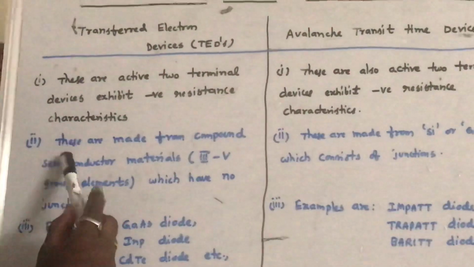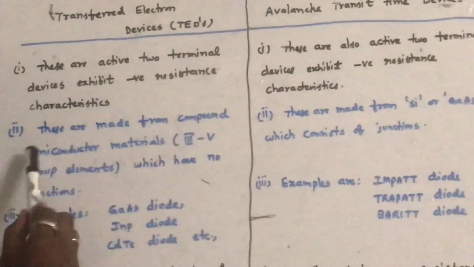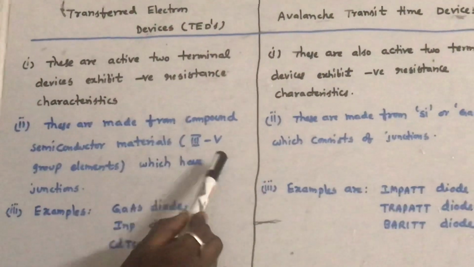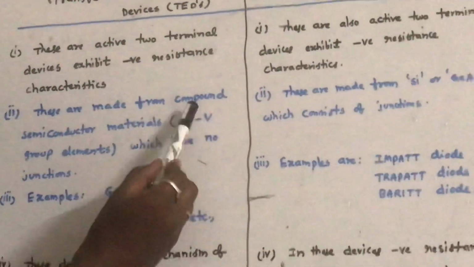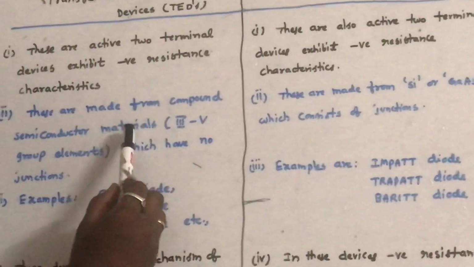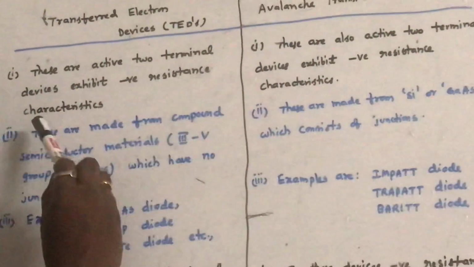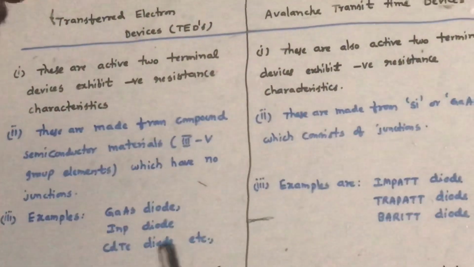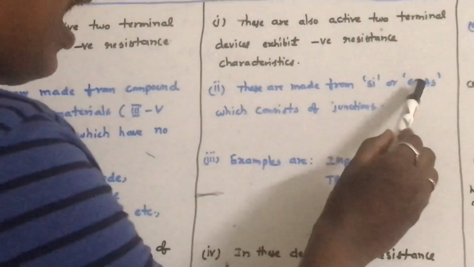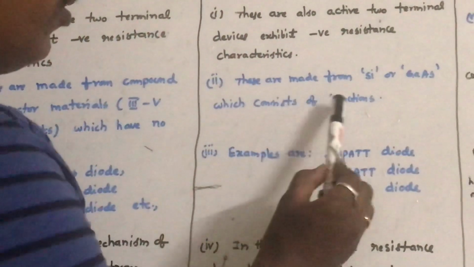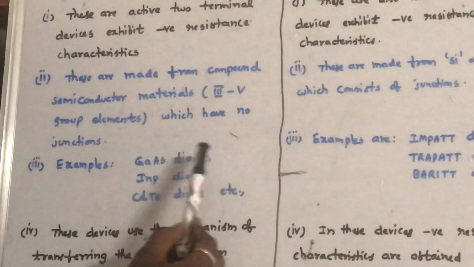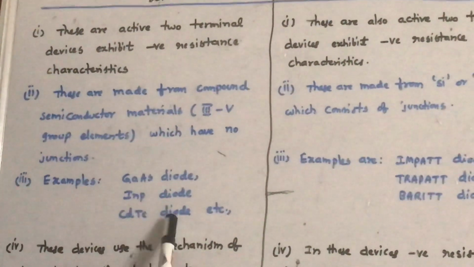Now, let us see. These are made from compound semiconductor materials, third group and fifth group elements, which have no junctions. How are these formed? These are formed by combining third group elements with fifth group elements, that's why they are called compound semiconductor materials. So these transferred electron devices are fabricated from compound semiconductor materials. Generally, avalanche transit time devices are made from either silicon or gallium arsenide, which consist of junctions. The examples of these devices are gallium arsenide diode, indium phosphide diode, cadmium telluride diode, etc.